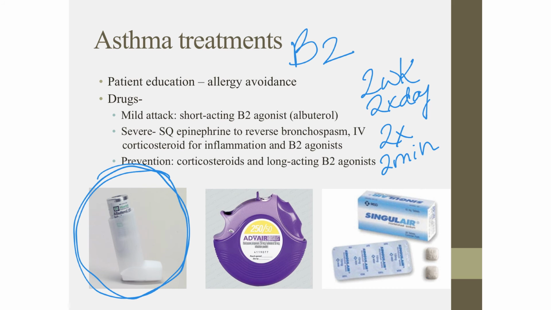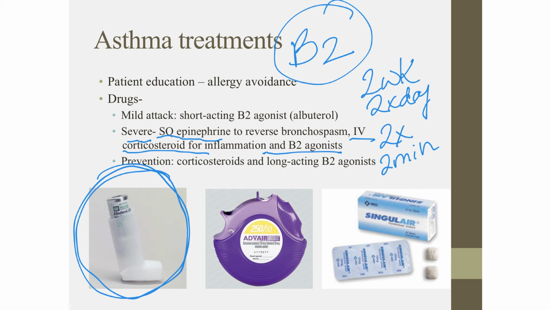In the case of a severe attack, we don't want to just give an albuterol inhaler. We would want to give IV or sub-Q epinephrine, because epinephrine is also a Beta2 agonist. Epinephrine can bind to alpha and Beta2 receptors. You can also give IV corticosteroids for inflammation. There's also an injectable form of Beta2 agonists.